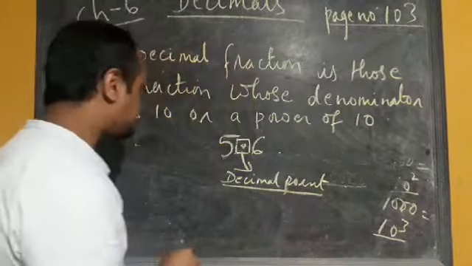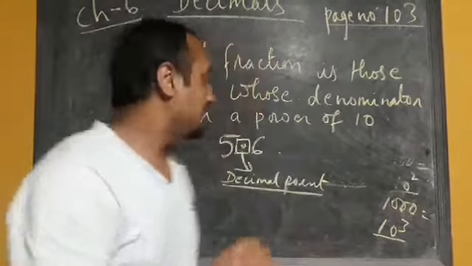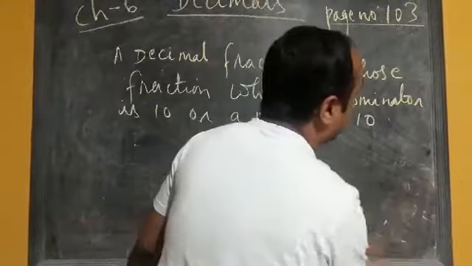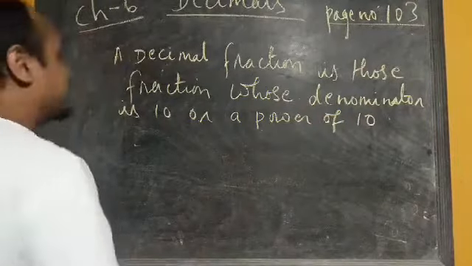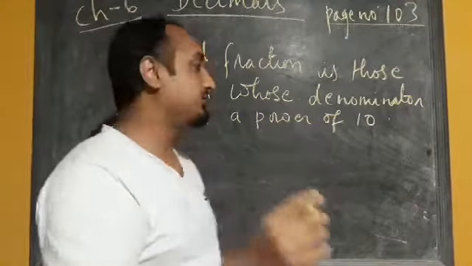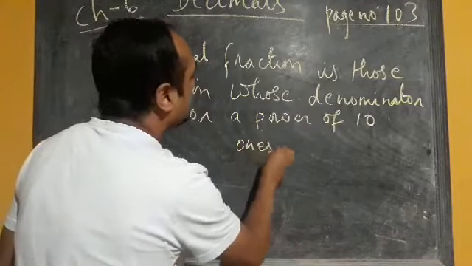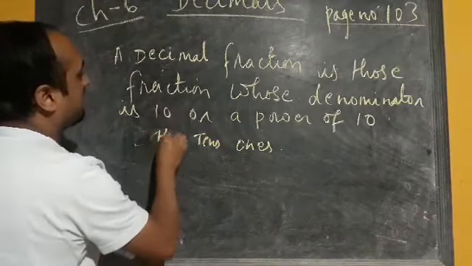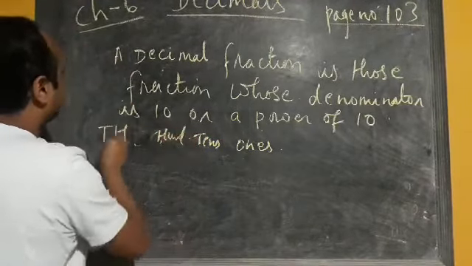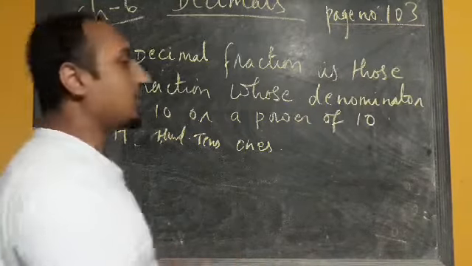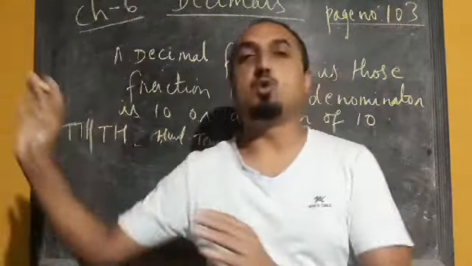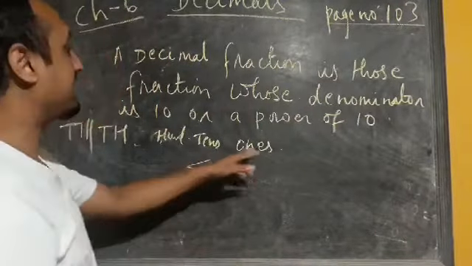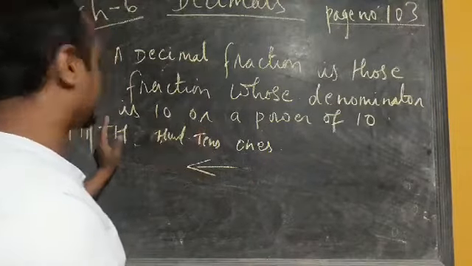Now we will move to another part. You have already done this in the fractions chapter. We have discussed the place value, like ones, tens, hundred, thousand, 10,000, lakhs, 10 lakhs, and so on. Similarly, if you move to the left-hand side, we get ones, tens, hundred, thousand, 10,000.